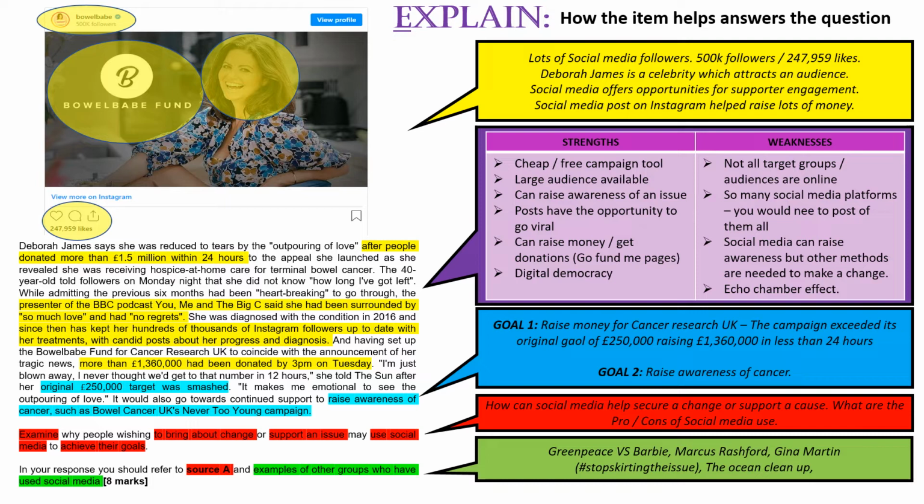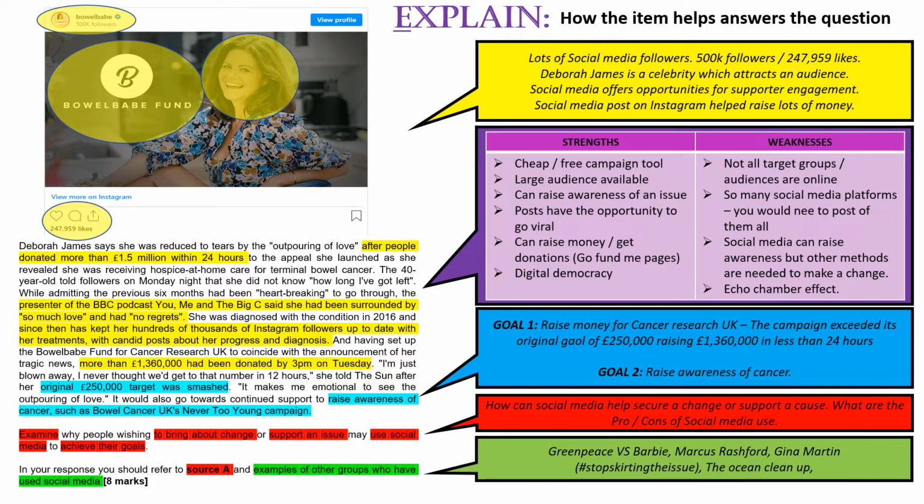The downside, not all target groups or audiences are online. So depending on who you're trying to target, who you're trying to raise awareness of, that demographic of people may not use social media. Now, luckily, that second goal was about the Never Too Young campaign. So predominantly younger people being targeted, social media is a good fit for that.